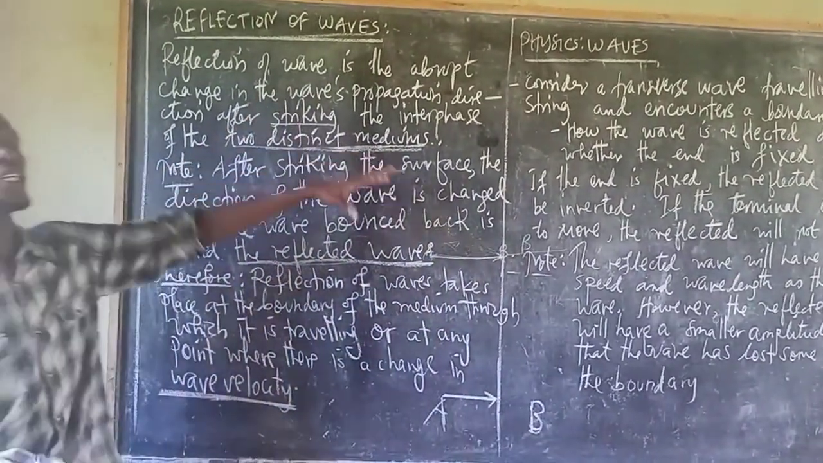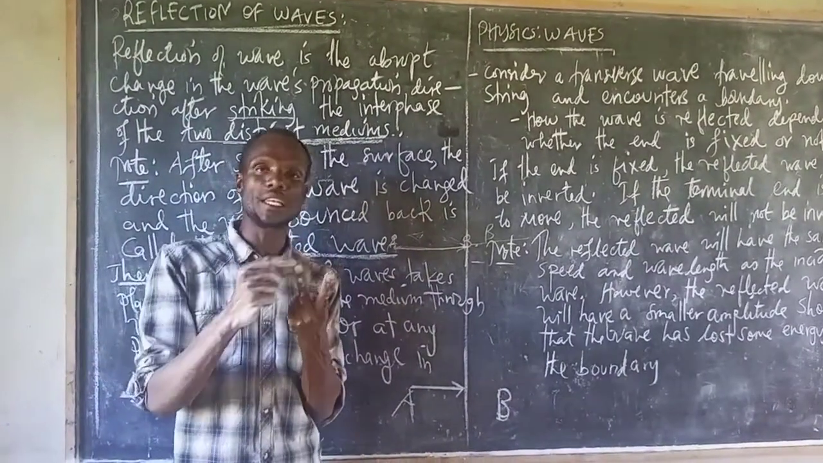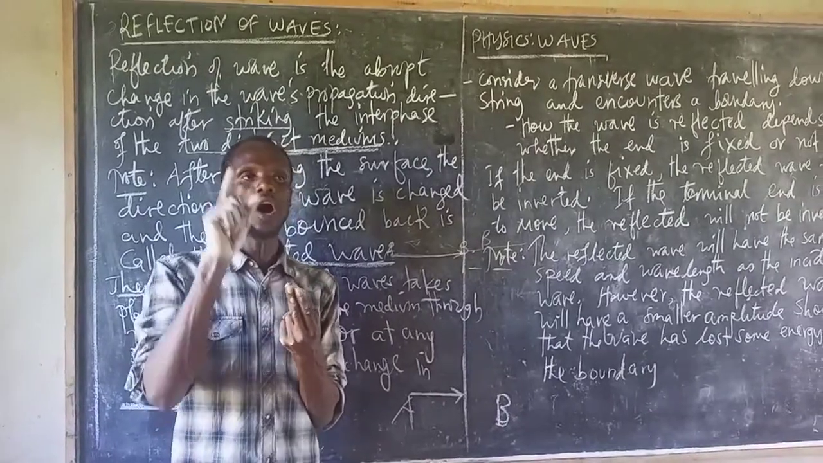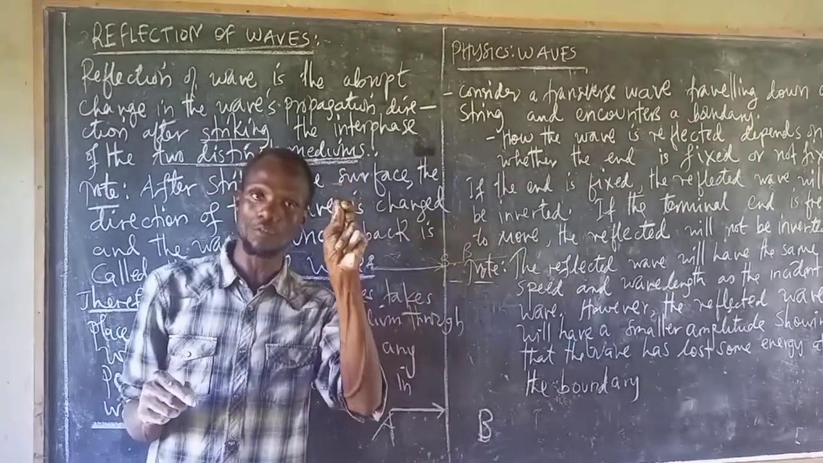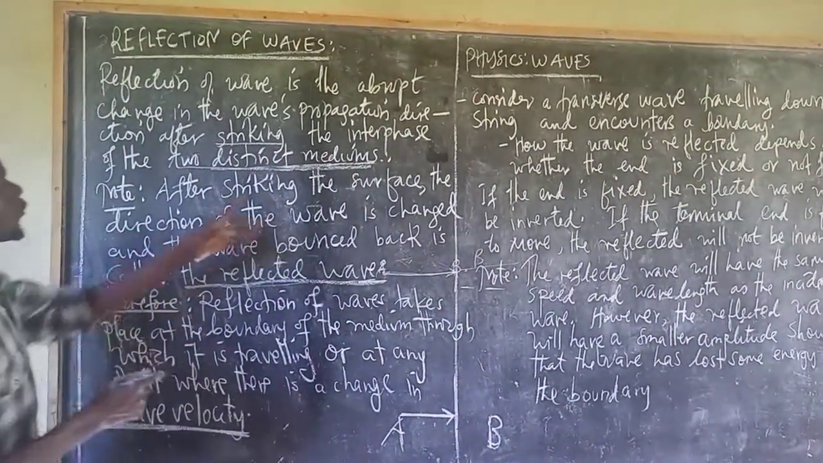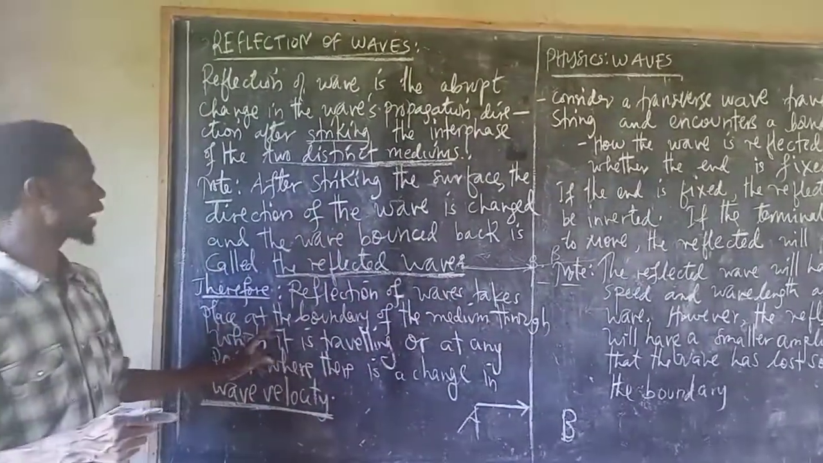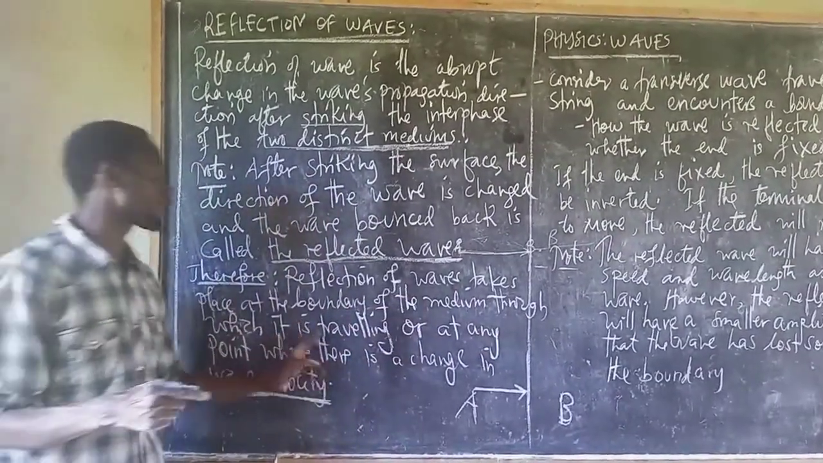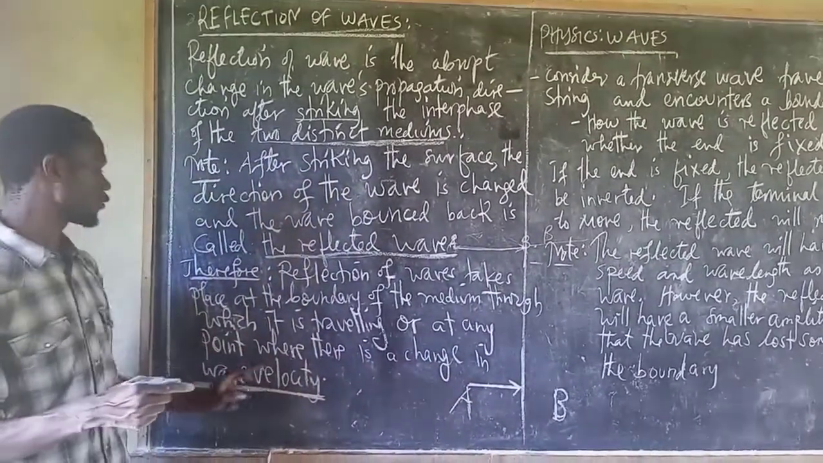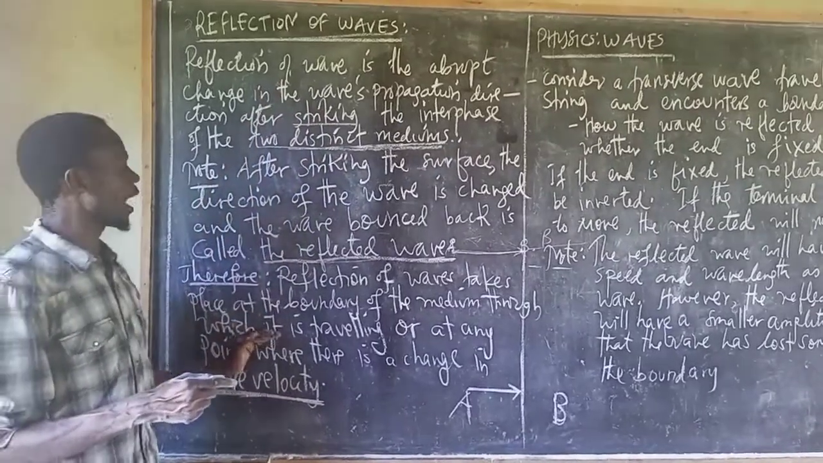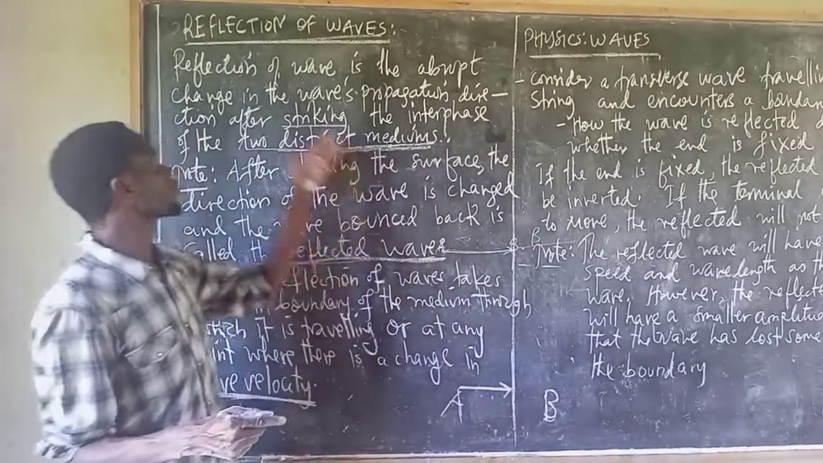Now, refraction of waves is only possible in two cases. Maybe at the boundary between two mediums of different conditions. Or, in the same medium, there is a change of condition that results in a change of velocity. It is there that refraction of waves takes place. And that is why we say it takes place at the boundary of the medium through which it is traveling, or at any point where there is a change in wave velocity. So what is important here is that we are talking about two mediums of different conditions. It is there that refraction can happen.